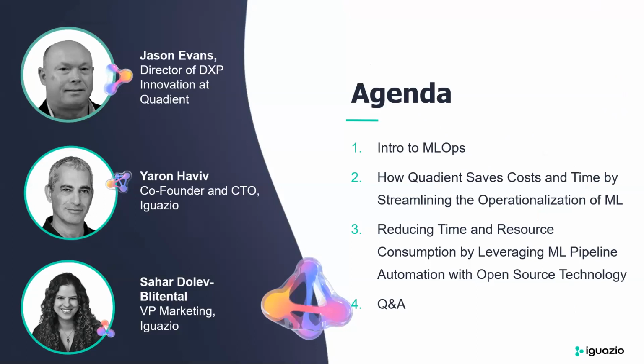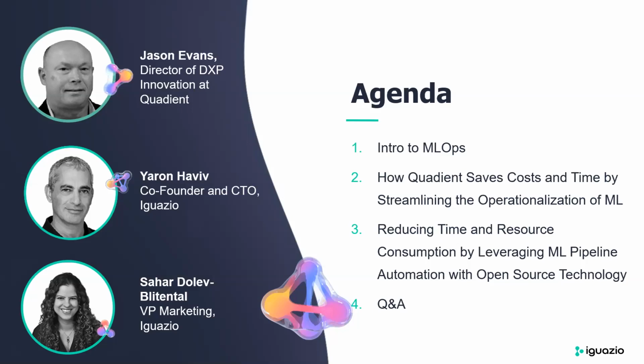To guide us through these topics, we're delighted to have Jason Evans here with us today. Jason is the Director of DXP Innovation at Quadient, a leading provider of omnichannel customer experience solutions. Quadient delivers 8 billion personalized experiences annually, and its solutions make it possible for hundreds of thousands of businesses to continuously achieve customer experience excellence by automatically creating and delivering meaningful interactions consistently across all channels. And Jason is going to tell us all about how he and his team leverage data science at scale for these use cases, and how he built his AI pipeline and workflows to save costs and slash time to market.